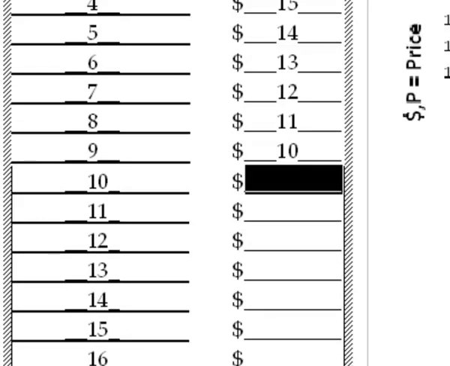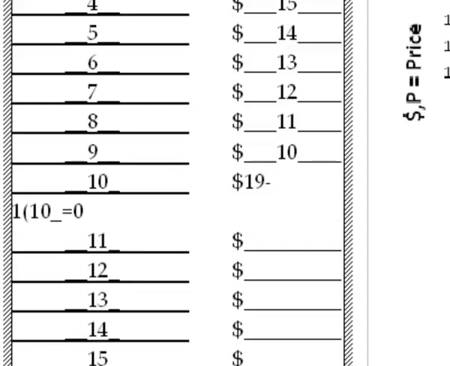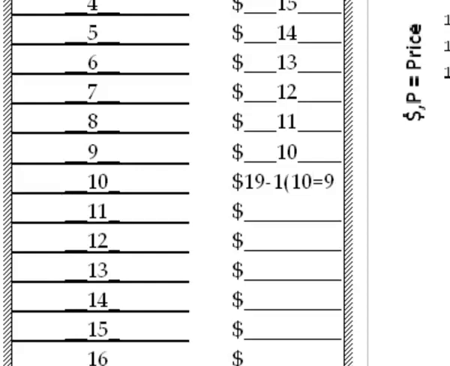And to make sure we're doing it right, let's just use the formula on the 10th unit. 19 minus 1 times 10 equals 9. Which is right in line with what we were doing.